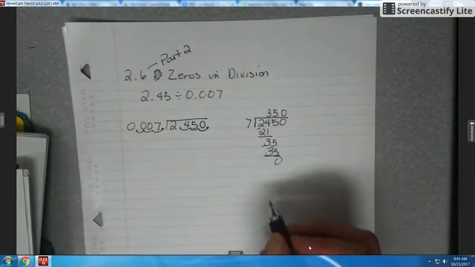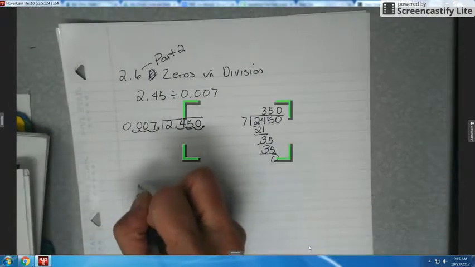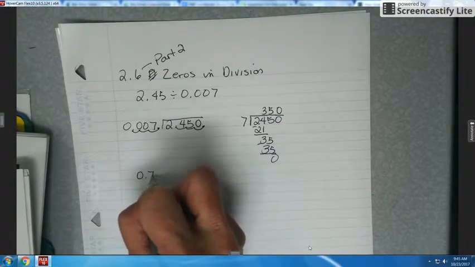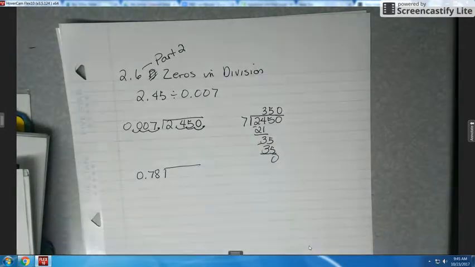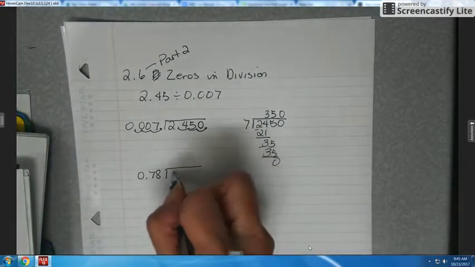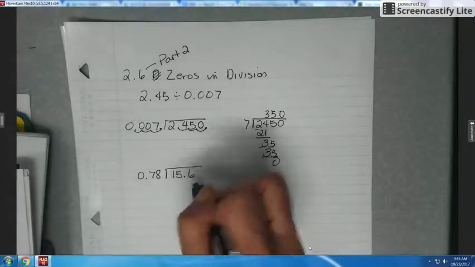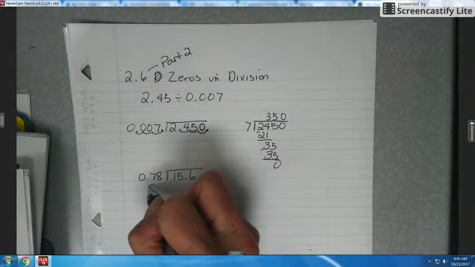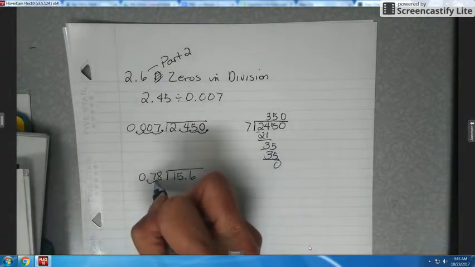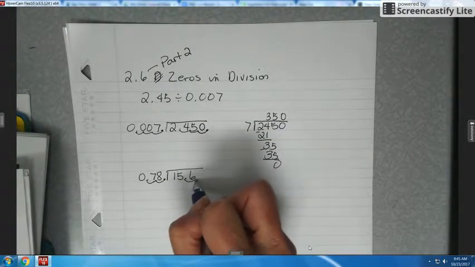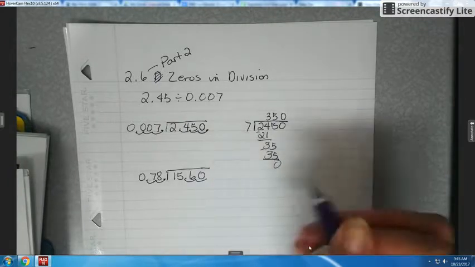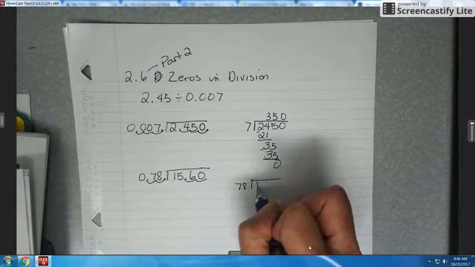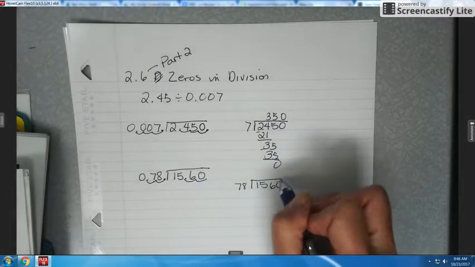Another example, one more example of zeros in decimal division would be 78 hundredths divided into 15 and 6 tenths. So I'm going to move my decimal point over. Multiplying by 100 is what I'm doing here, but I'm moving my decimal point over 1, 2, and then here 1, 2, add the 0. My problem is then 78 divided into 1,560.